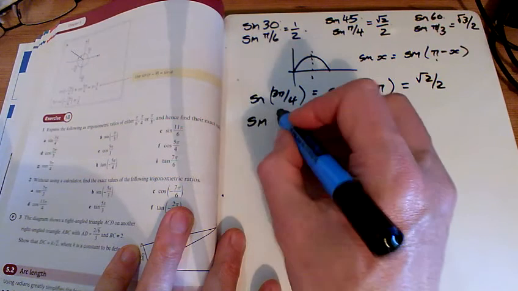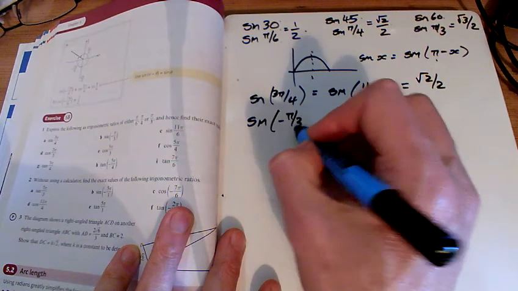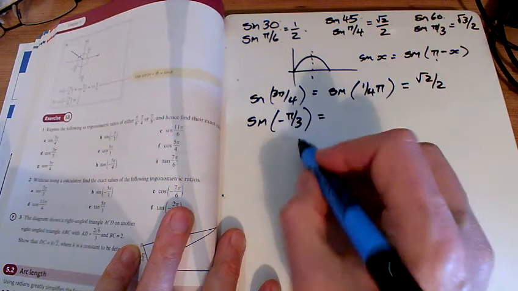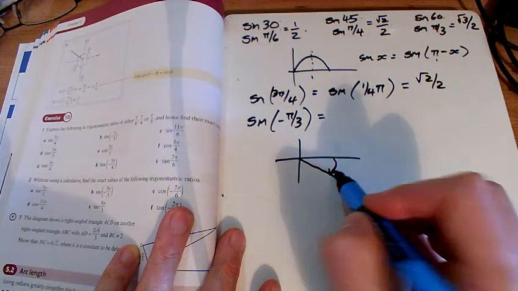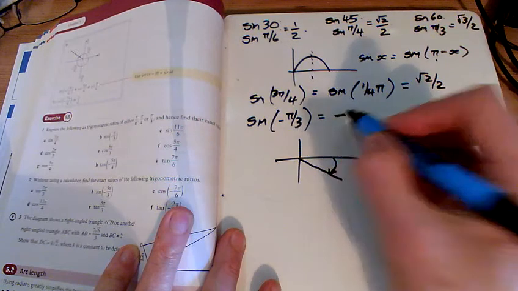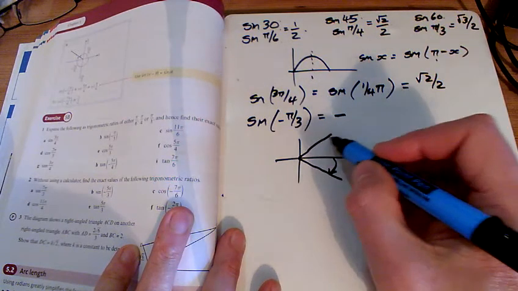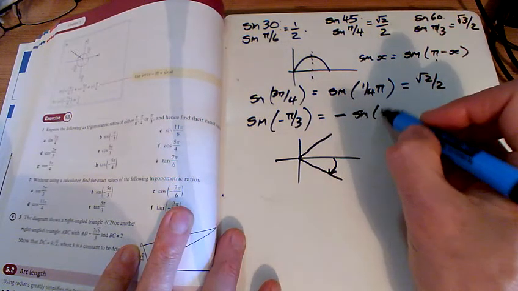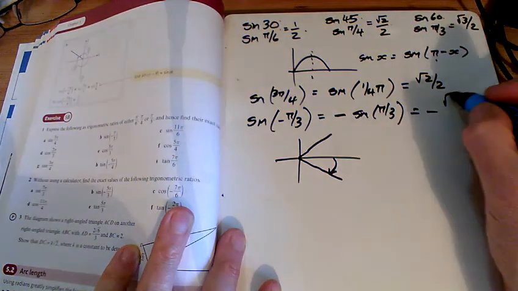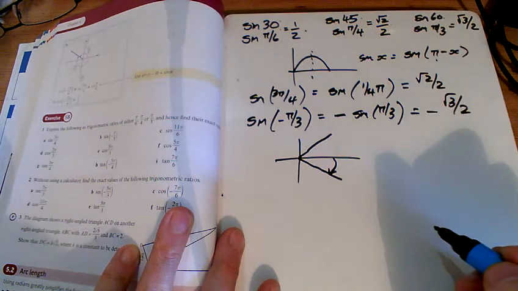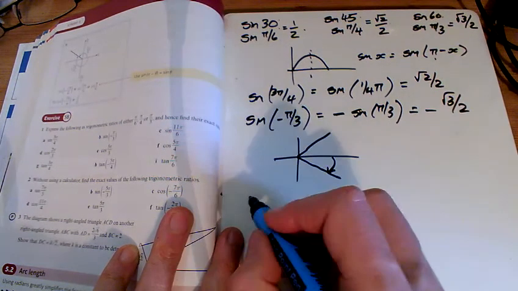Then we're going to do the sine of minus pi over 3. Minus pi over 3 on a diagram would look something like this. It would be down there. So it's going to be minus the value of the sine of pi over 3. Sine of pi over 3 is root 3 over 2. So we've got minus root 3 over 2.